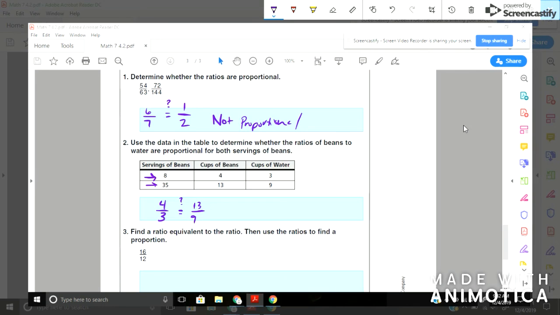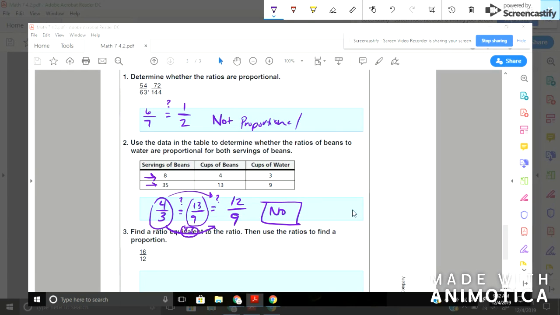Well, what you could do is you could say, this is in ninths. I could put this one to ninths by just multiplying by 3. So that would give me 9. Then if you multiply by 3 here, you'd have to multiply by 3 on top, which would give you 12. So does 13/9 equal 12/9? And the answer would be no. It's close, but it is not proportional.